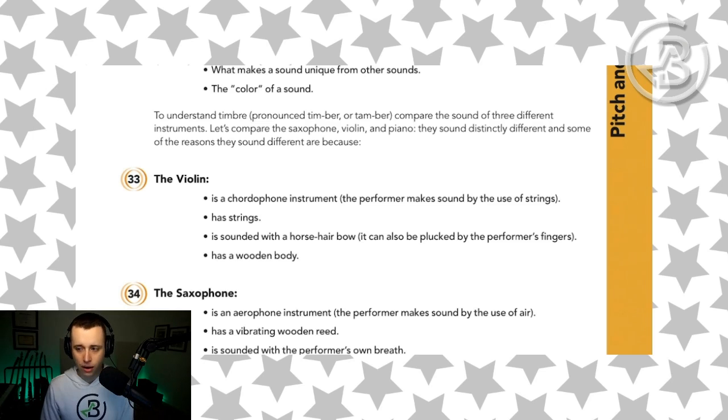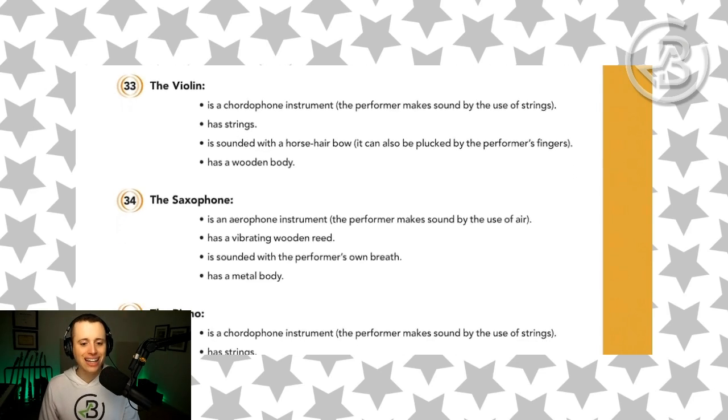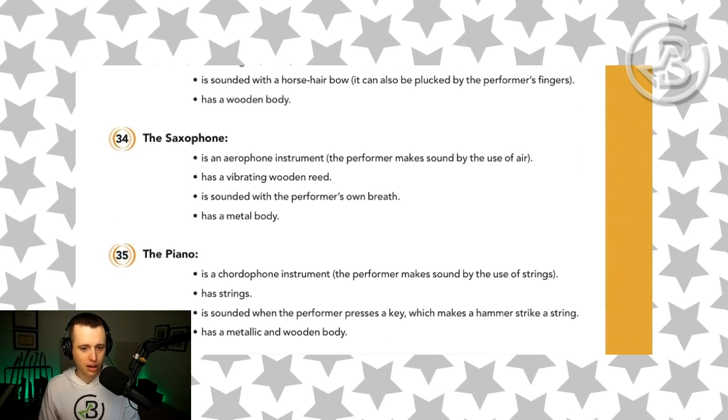That's the violin. Now, we're going to hear the same exact pitches played in the same exact order at the same exact speed, but this time by a saxophone that is an aerophone instrument, has a vibrating wooden reed. That's how the performer makes sound, is they actually vibrate a reed on top of some metal or some plastic. It's sounded with the performer's own breath and has a metal body. Let's hear how different the quality of that sound is going to be.